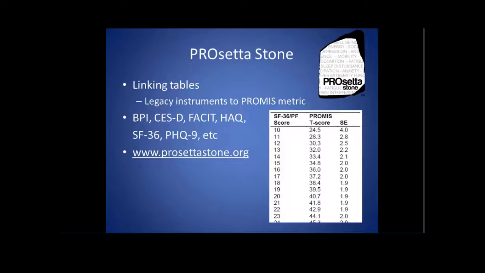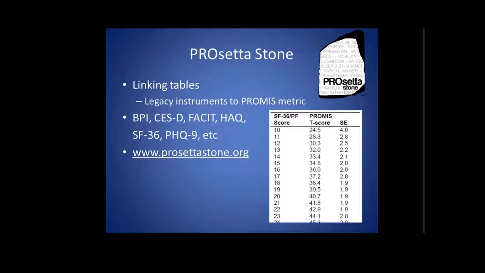Another way instruments are comparable is through this effort I discussed earlier of Rosetta Stone. Rosetta Stone created legacy instrument to PROMIS instrument conversion tables, and it includes a number of widely used legacy measures. Right now on the Rosetta Stone website, you can look at tables for the brief pain inventory, the CESD, the functional assessment of chronic illness therapy, the HAC, SF36, PHQ-9, and others, with more being added in coming months.